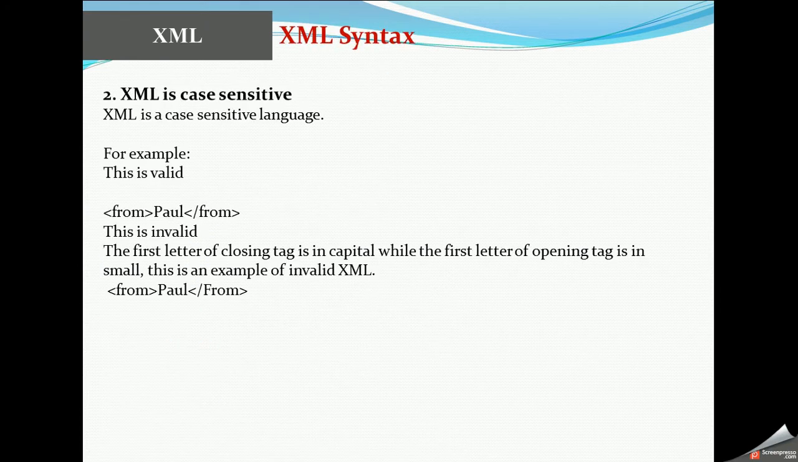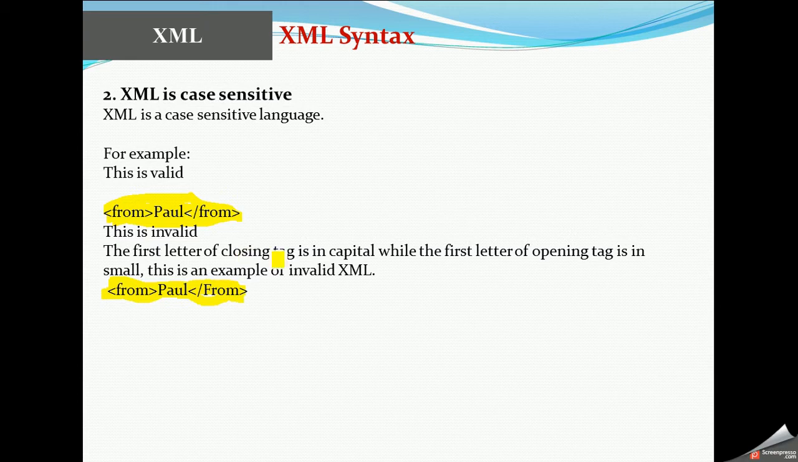Now the second thing: XML is case sensitive. You have seen that HTML is not case sensitive, but XML is case sensitive. You can see over here that if you write from and from, since the case matches, it is valid. Why is it valid? Because the f is in lower case here, and here also f is in lower case. Now the second thing that you can see here, this one is invalid. Now why is it invalid?